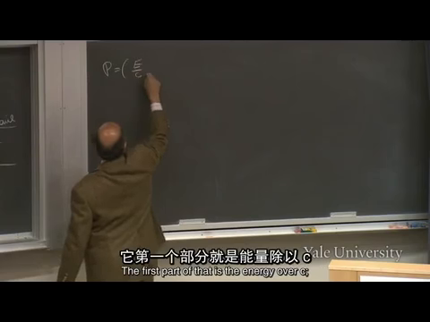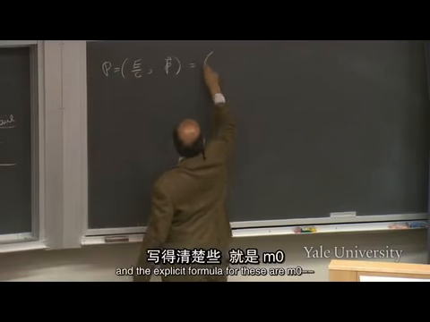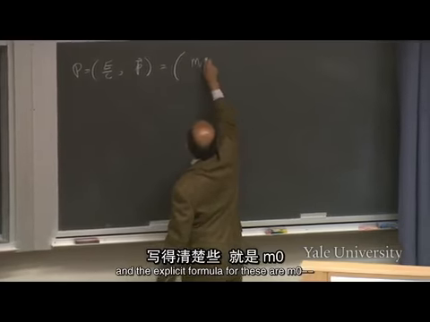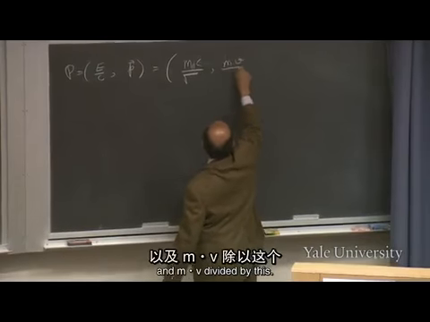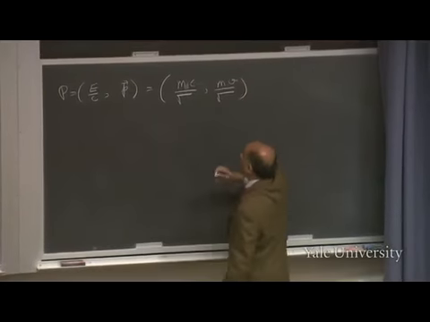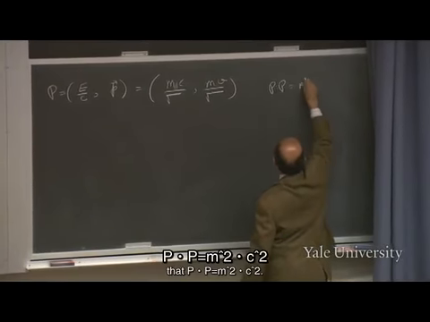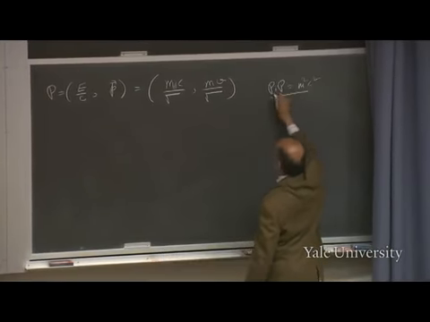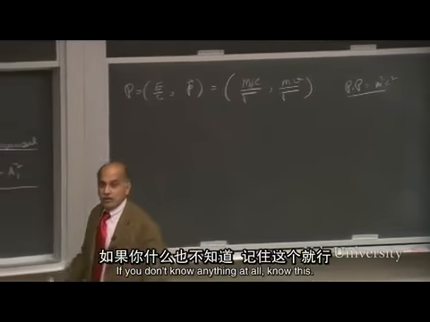The first part of that is the energy over c. The second part of that is called the momentum. And the explicit formula for these are m0 c divided by this, and m0 v divided by this. And one can explicitly verify that P dot P is m squared c squared. This is it. This is a summary of all that I've said. If you don't know anything at all, know this.